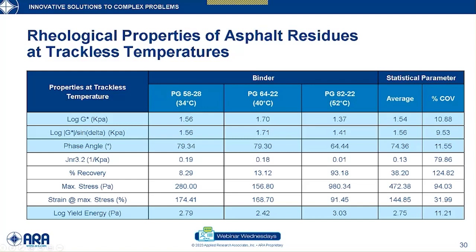I determined the average and percent COV, the coefficient of variation, and found that at the trackless temperature, log G*/sin delta and phase angle have the least variance, and from the BYET test, log yield energy has the least variance. So the trackless behavior of your asphalt emulsion can be determined by these rheological properties that come from the DSR test and BYET, the binder yield energy test.